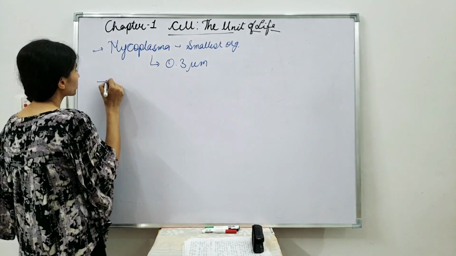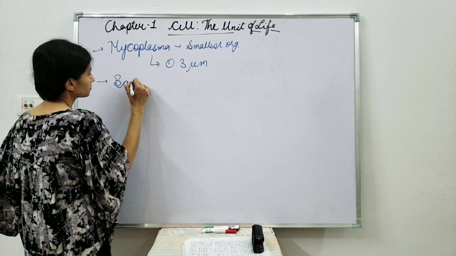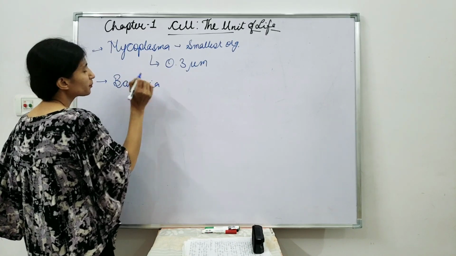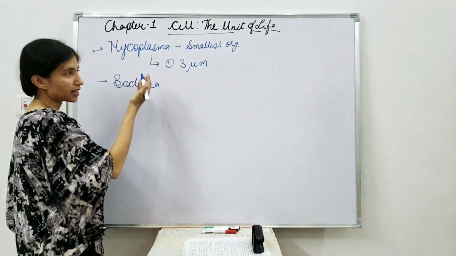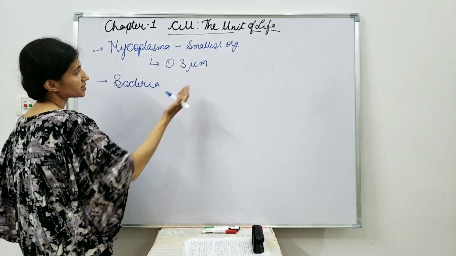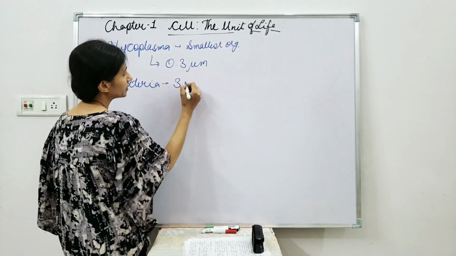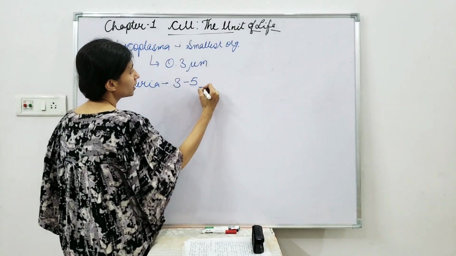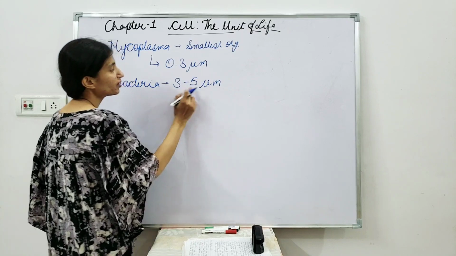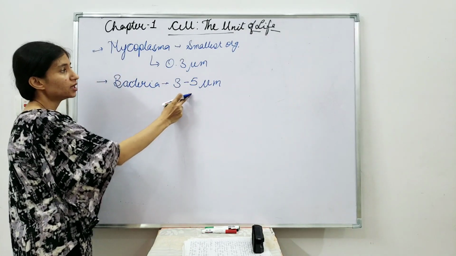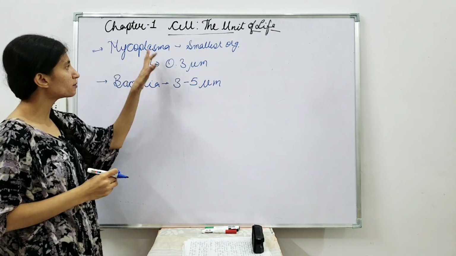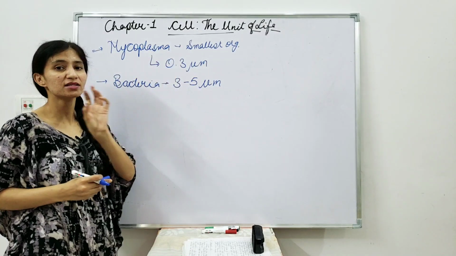Other than that, if you look at the size of a bacteria: mycoplasma is a prokaryotic organism, the smallest organism, with a size of 0.3 micrometer. A typical bacteria actually has a size greater than the mycoplasma, about 3 to 5 micrometer, which is bigger than the mycoplasma, but it is still small in structure.